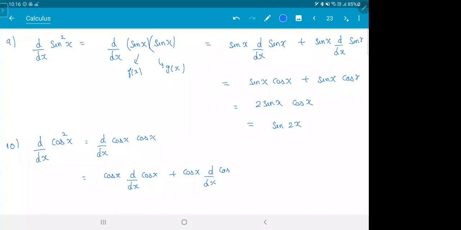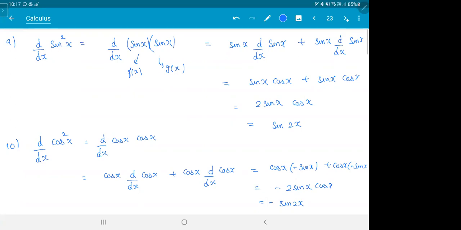Hope you're getting what I'm doing here. Anyone didn't get, please ask me. So that would be cos x, and differential of cos x is minus sin x. So we get minus 2 times sin x cos x. And what is sin 2x? 2 sin x cos x. Minus sin 2x.